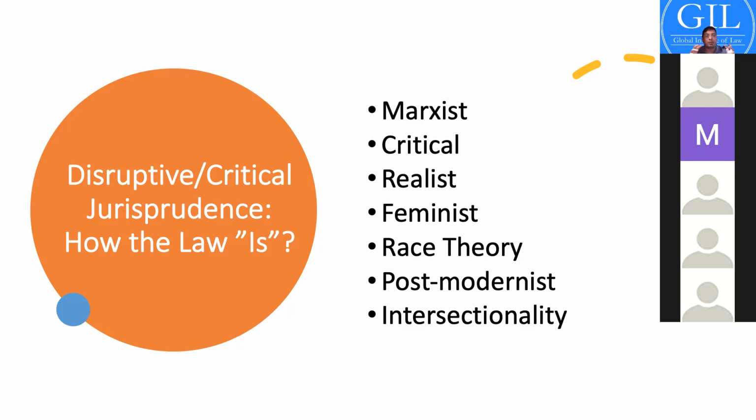So this is what we call disruptive or critical jurisprudence, and it tries to understand the law as it is. And from what is, we can then move on to how law should be.